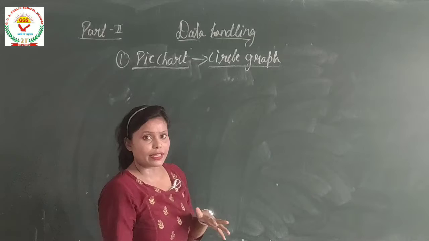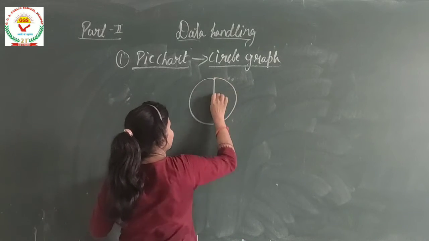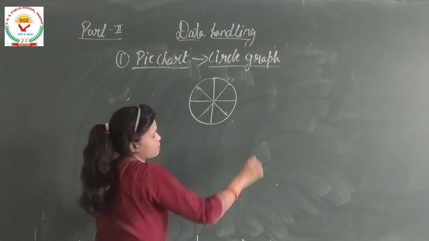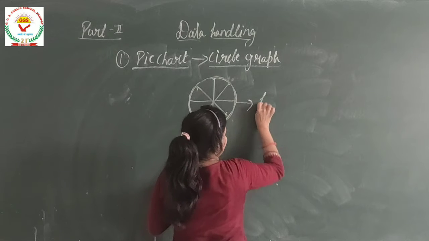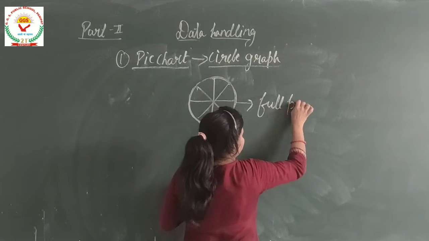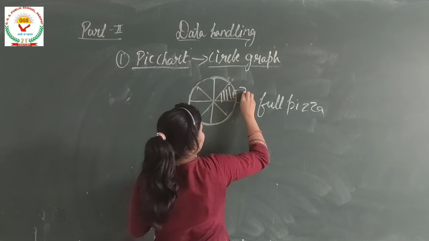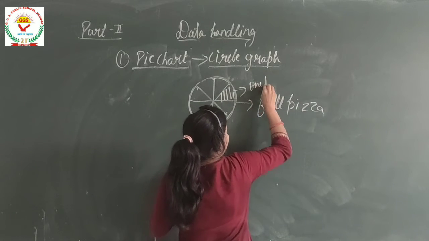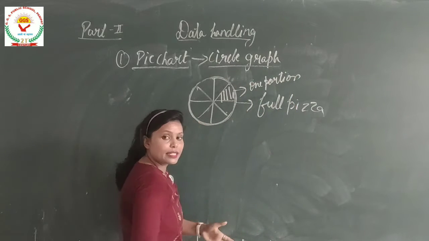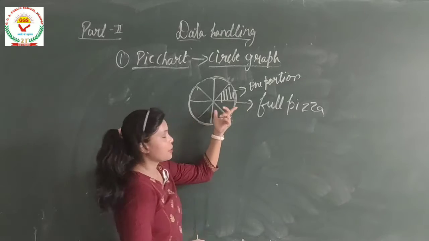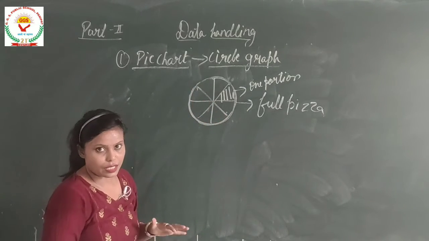Have you seen a pizza divided into 4, 6 and 8 parts? It looks like this. So this whole circle represents the full pizza, right? And this portion represents one portion, or we can say some percentage of the pizza, right? So this is how the circular graph is represented.